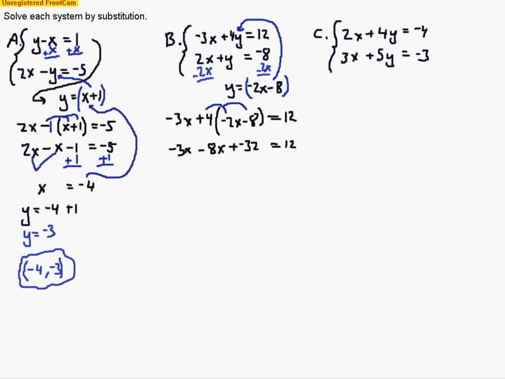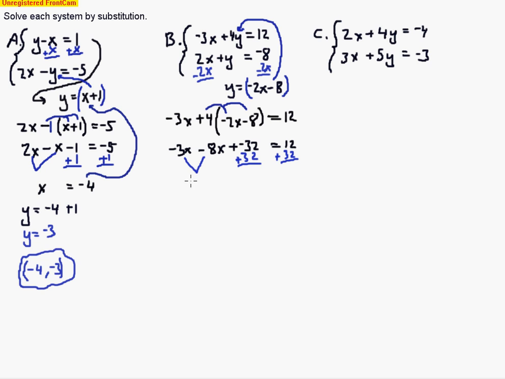Well, I'll go ahead and do some opposite operations. Move that 32 back to the other side. I'm doing that by adding it to both sides. And then collect these two terms. These have the same sign, so I add those two numbers.